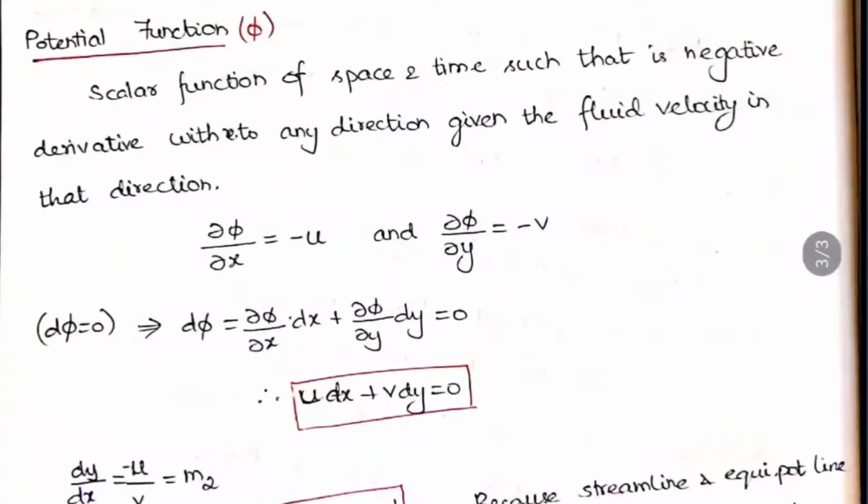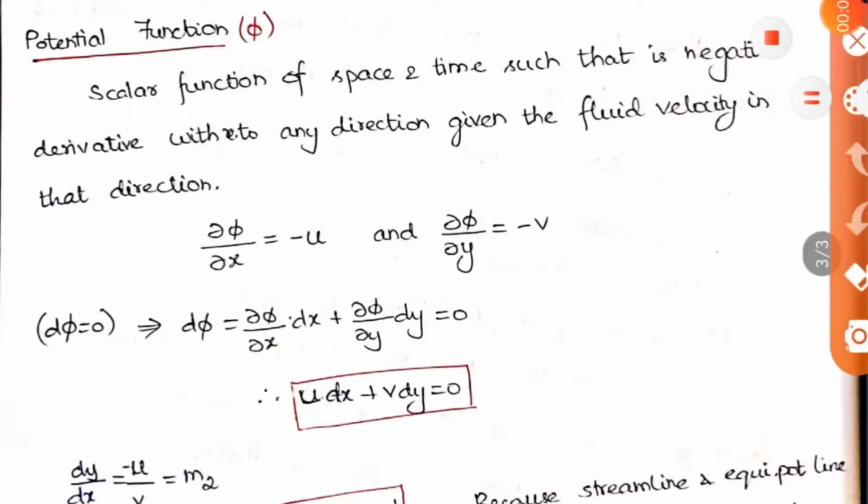The next topic is the potential function, which is denoted as phi here. It is a scalar function of space and time such that its negative partial derivative gives the velocity. The same definition applies for the stream function and this potential function. The only difference is that here it is the negative derivative with respect to any direction giving the fluid velocity in that direction, whereas there we saw it is perpendicular, at 90 degrees, to the direction. Now here it is in the same direction.